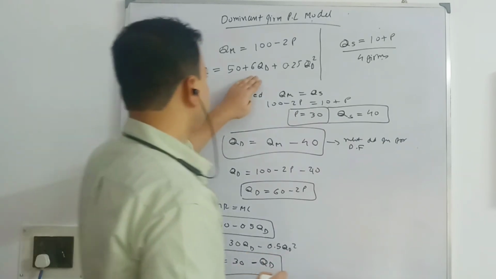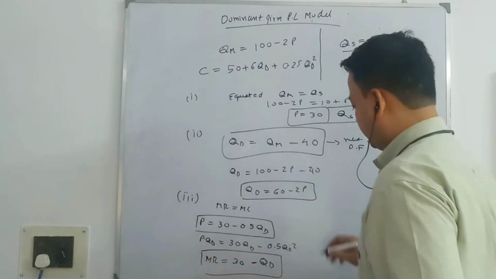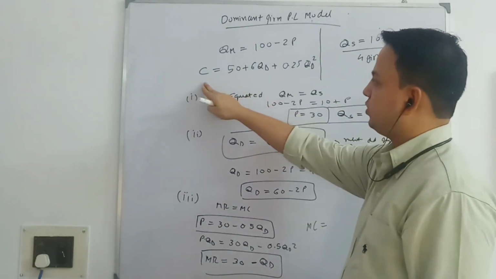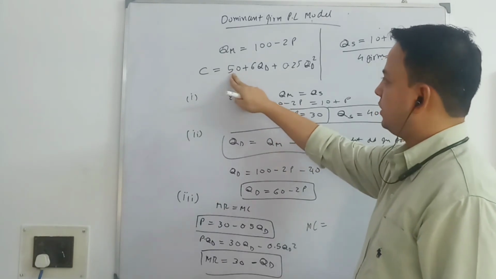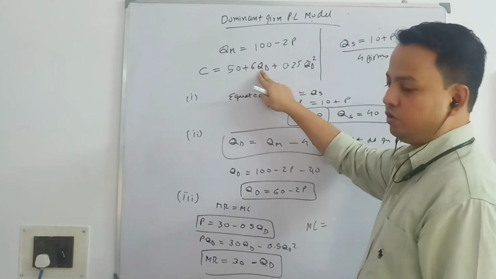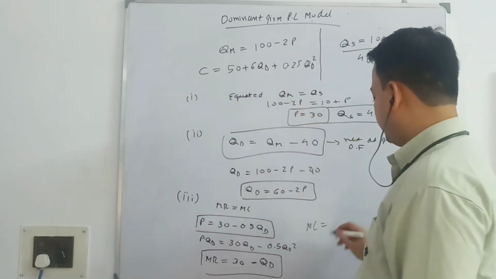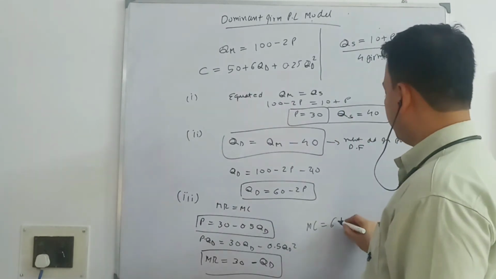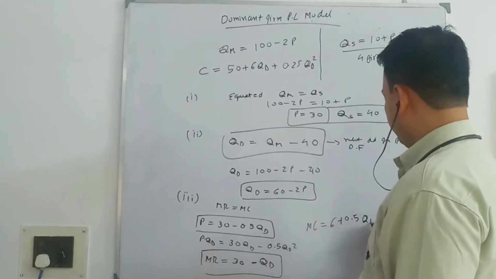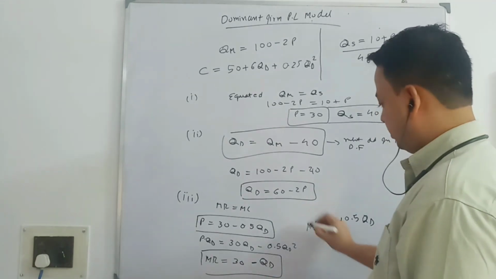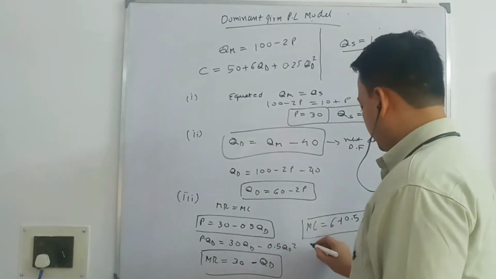Now look at the cost function of the dominant firm. What will be the marginal cost? It is simple. Change in cost due to change in quantity. This is constant, so this will be 0. 6 into QD, this will be 1. Then dQD over dQD. You just write 6 here. This will come here. It will be 0.5 QD. So this is your marginal cost. So MR equal to MC. Do it.